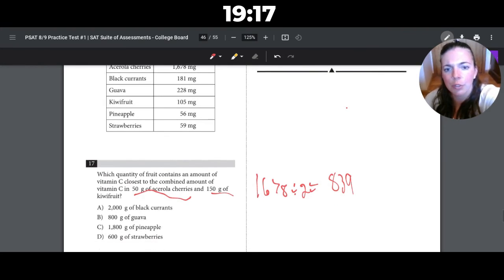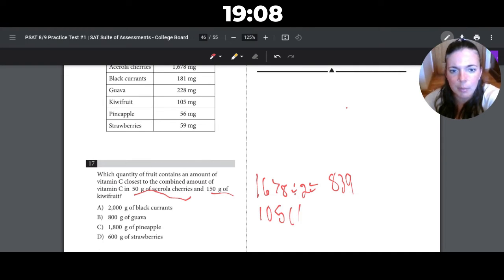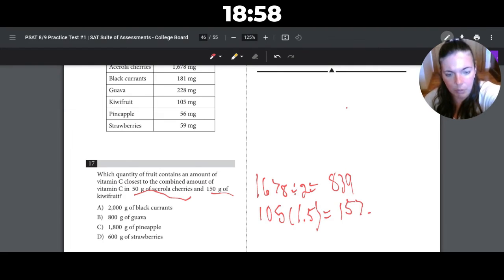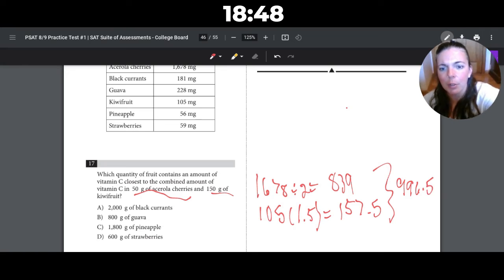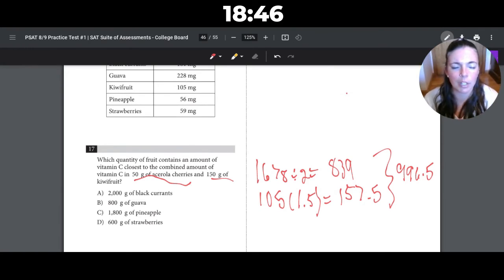And then the kiwi fruit has 105, but that's in 100 grams, and we want 150 grams. So that would be 1.5 times the 100 grams that is in the chart. So let's take 105 times 1.5. It's about 157.5. So in the combined fruits, let's just leave it, 996.5. So we want to know which of our options gets us closest to 996.5.